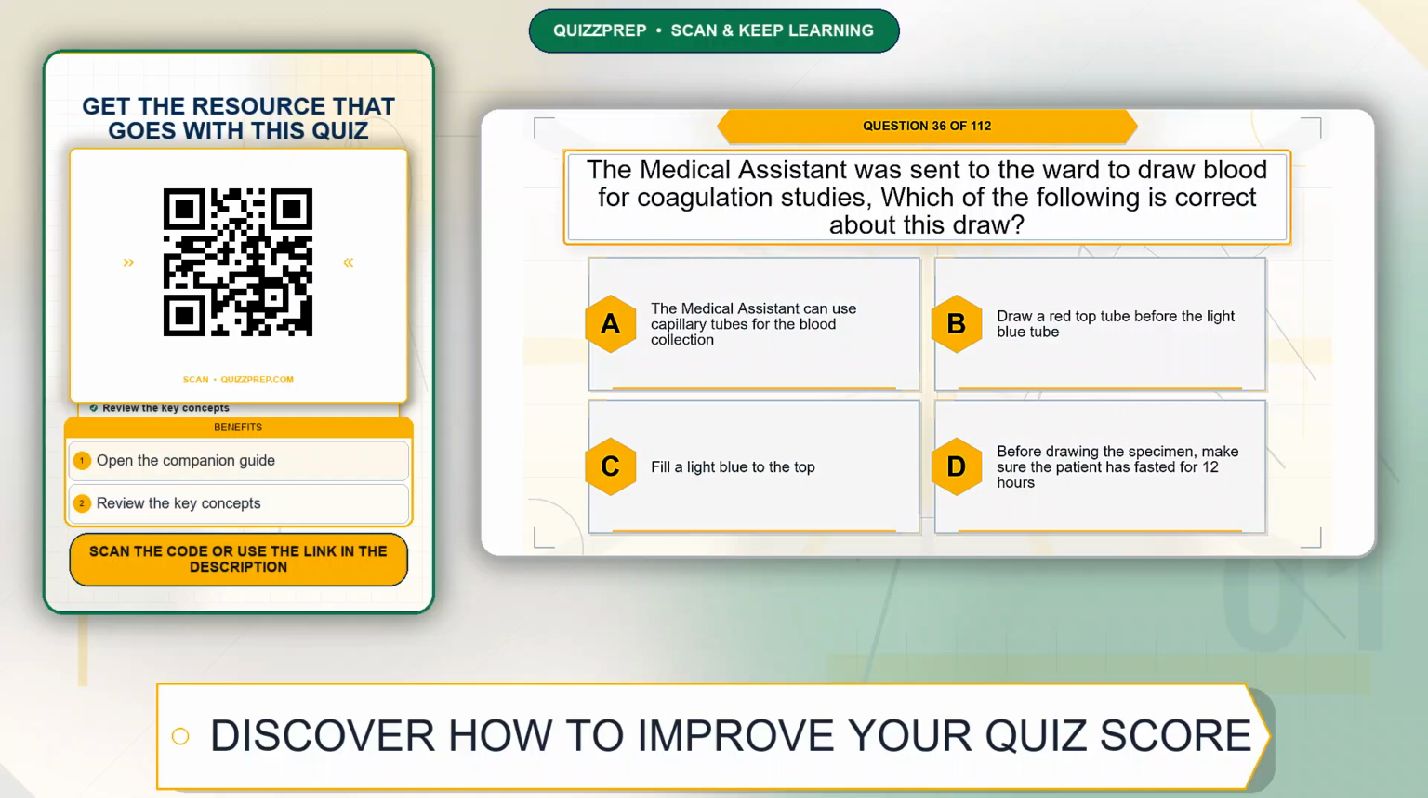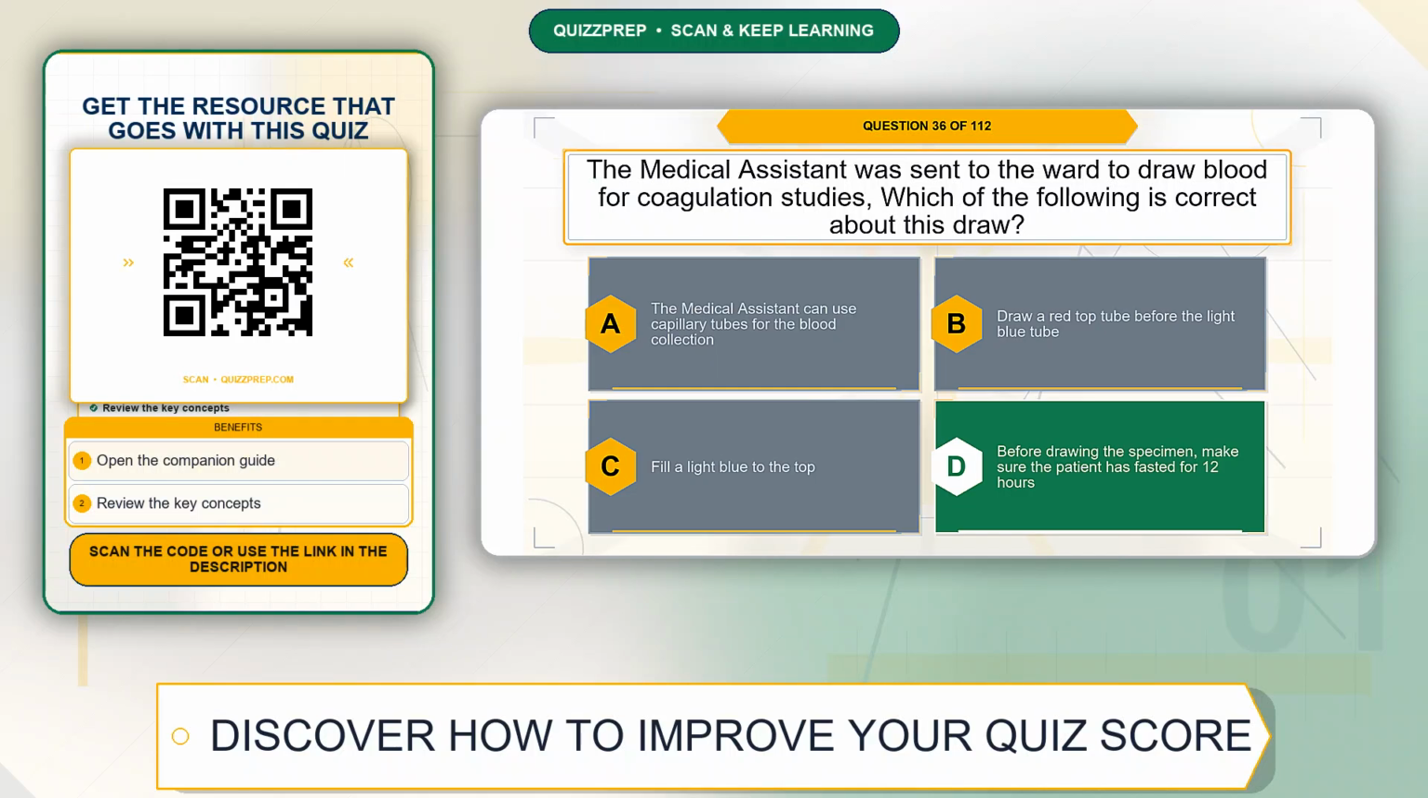Question 36. The medical assistant was sent to the ward to draw blood for coagulation studies. Which of the following is correct about this draw? Option A. The medical assistant can use capillary tubes for the blood collection. Option B. Draw a red top tube before the light blue tube. Option C. Fill a light blue to the top. Option D. Before drawing the specimen, make sure the patient has fasted for 12 hours.